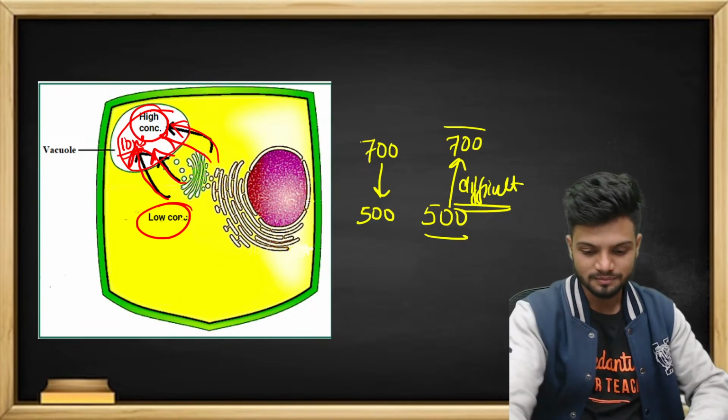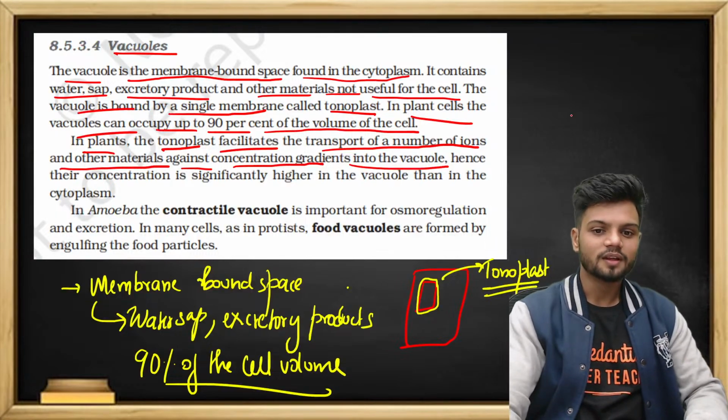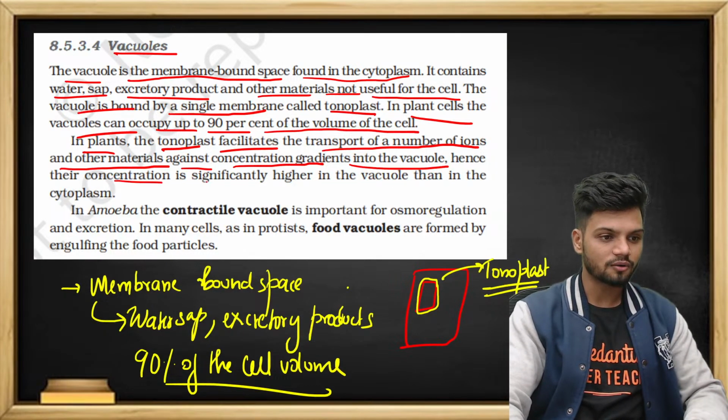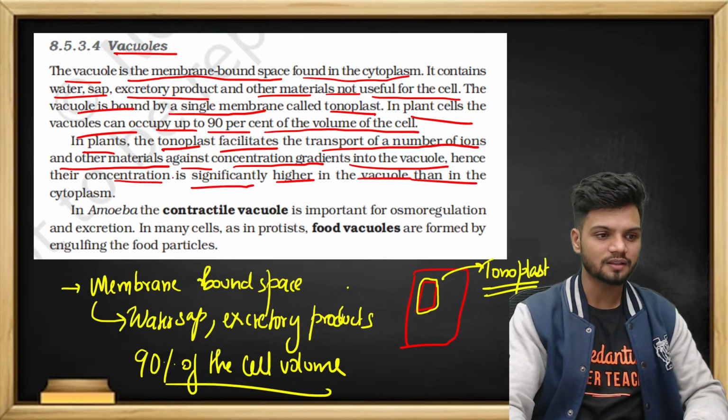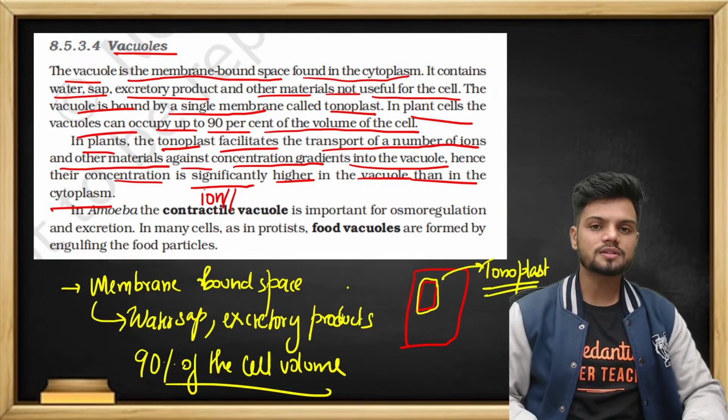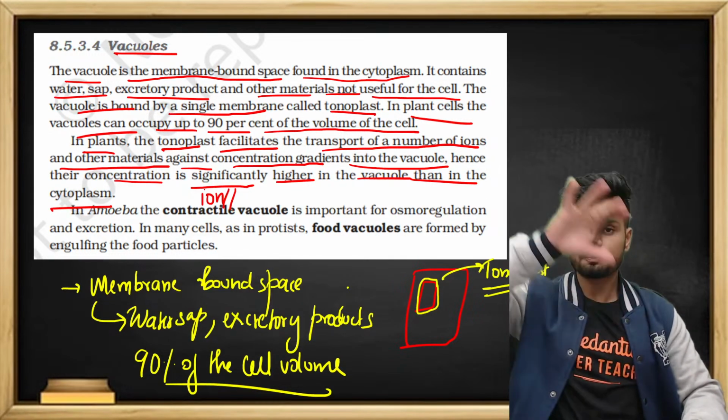Okay, I'm not NTA. Hence their concentration is significantly higher in the vacuole than in the cytoplasm. What concentration? Ion concentration. Ion concentration is high in the vacuole compared to the outside.